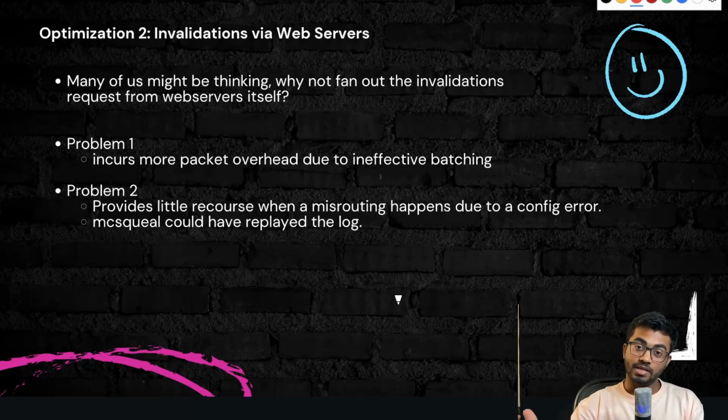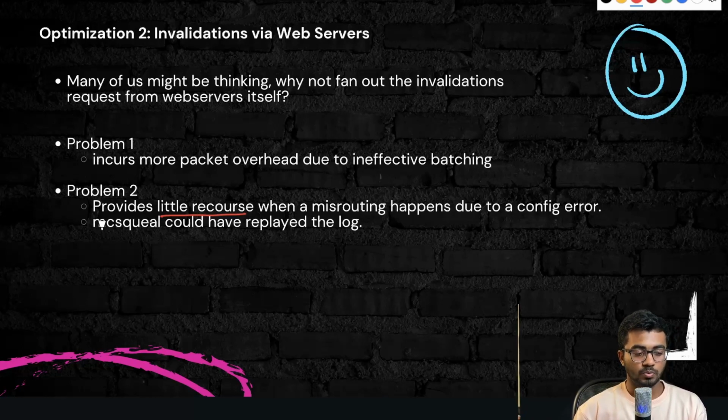And the second major problem that they faced was due to this. The web servers provided little recourse, like they didn't have much backup mechanism if things go wrong. So if a misrouting happened due to a configuration error, they had to restart all of the Memcache servers one by one. And that was a huge challenge and expensive. They had to recreate the database, and that was a huge challenge.